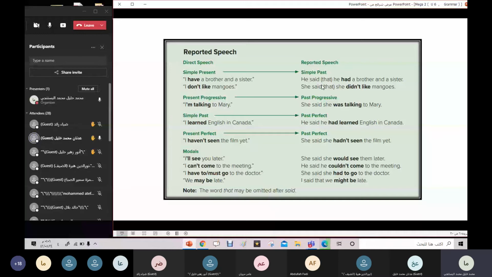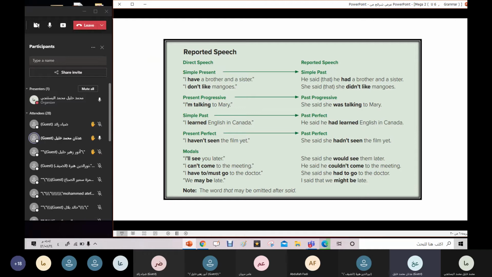Good. The present progressive. I'm talking to Mary. She said she was talking to Mary. Simple past. I learned English in Canada. He said he had learned English in Canada. Present perfect. I haven't seen the film yet. Changes to past perfect. She said she hadn't seen the film yet. Modals. I'll see you later. She said she would see them later.